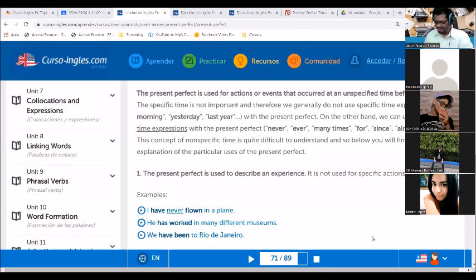Number 1, the present perfect is used to describe an experience. It's not used for specific actions. Example, I have never flown in a plane. He has worked in many different museums. We have been to Rio de Janeiro. All right, Ivan, number 2.